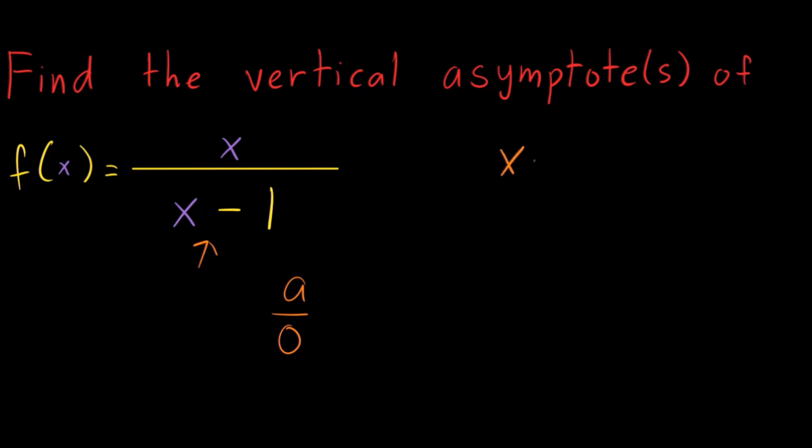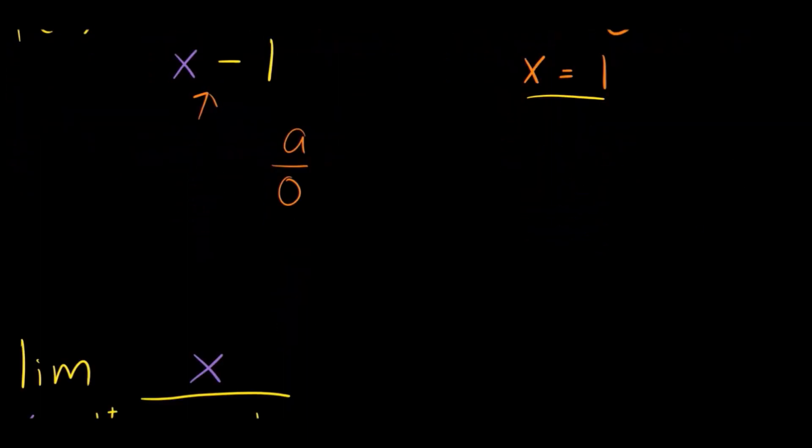So when we set the denominator of x minus 1 equal to 0, we see that we have a very simple solution of x equals 1. Now we have to use the limit criteria that we looked at earlier to see if x equals 1 is going to be a vertical asymptote. So let's try that out.